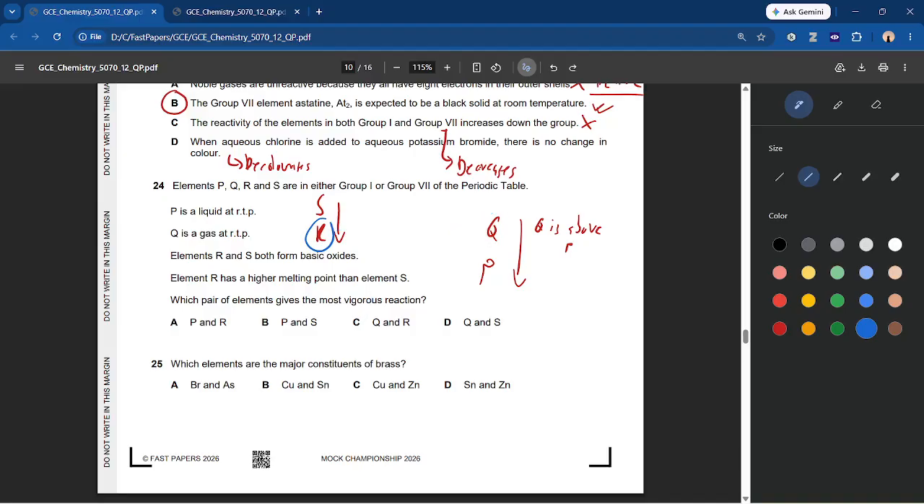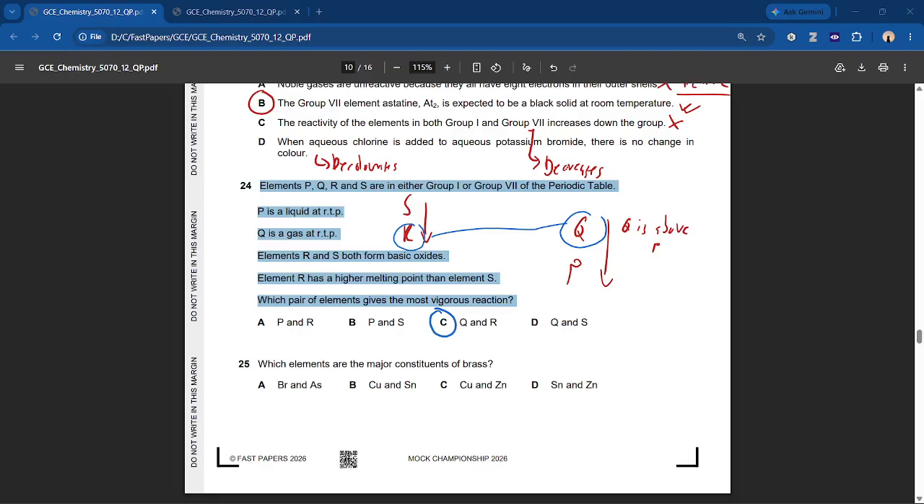Oh, I'm so sorry. What am I saying? No, that's fine. Element R has a higher melting point than element S. So yeah, this will be R and Q. Q is a gas at room temperature and pressure, P is a liquid, yeah. So 24 will be C. All right, let's move on.